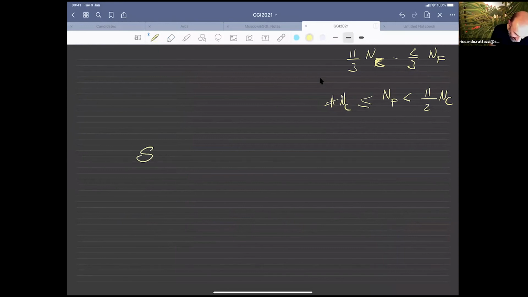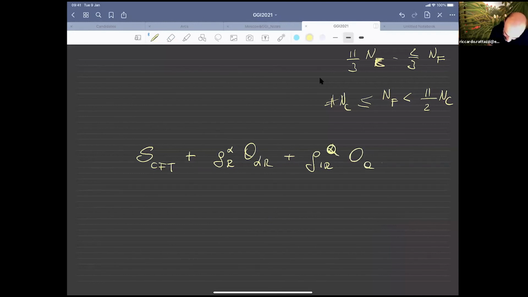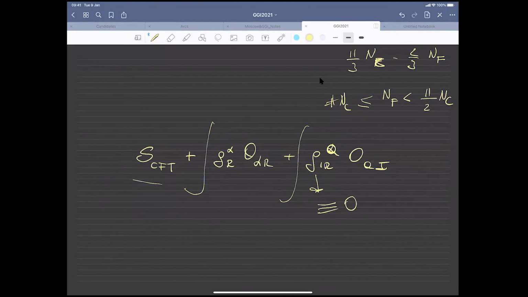When I'm saying conformal field theory, plus G relevant, alpha or alpha, plus G irrelevant, alpha or alpha. So I can always write my theory in terms of the fixed point CFT Lagrangian action and deformations, okay? Now imagine I choose all these G's to be exactly equal to 0. Are you with me? Yeah, I hear you.